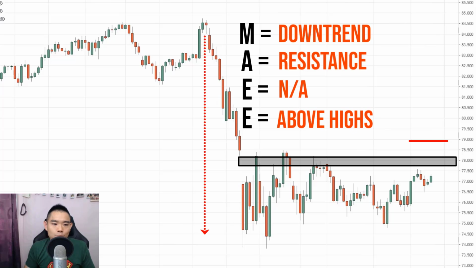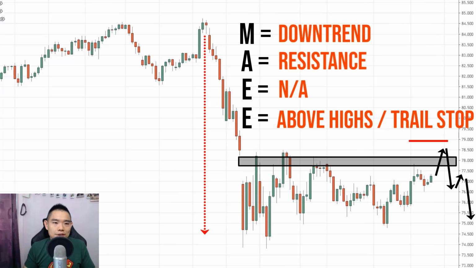What about exit if we are right? How are we going to handle this? Maybe this time around you want to ride a trend. That's cool. What we can do is use price structure to ride the trend. Maybe the price comes up, gets rejected, we go short, and we continue holding the trade as long as the price makes a series of lower highs and lower lows. So this is how you apply the May formula.